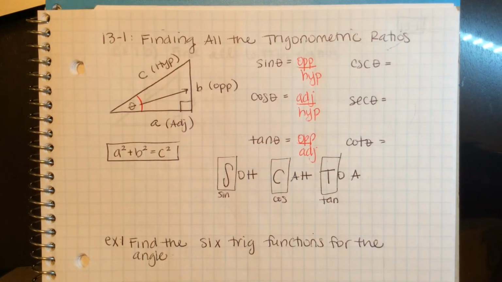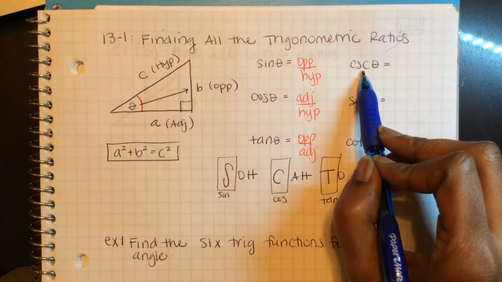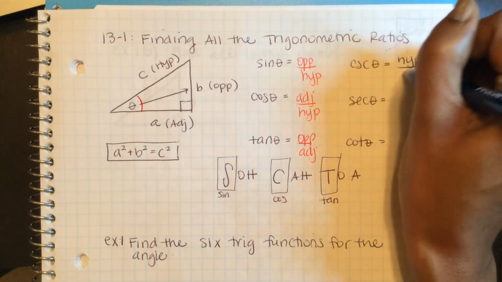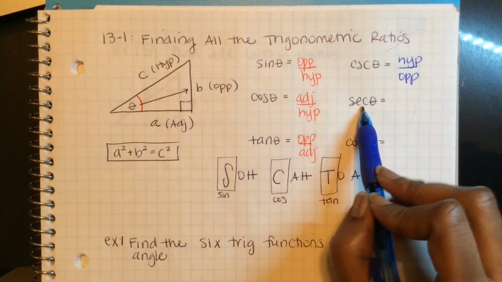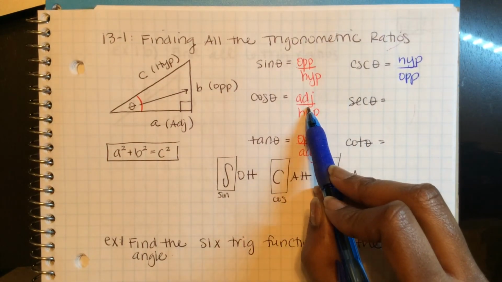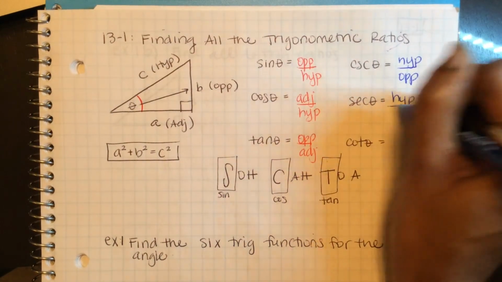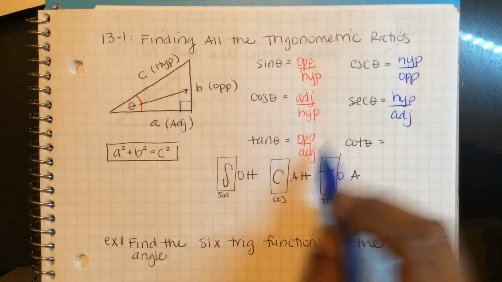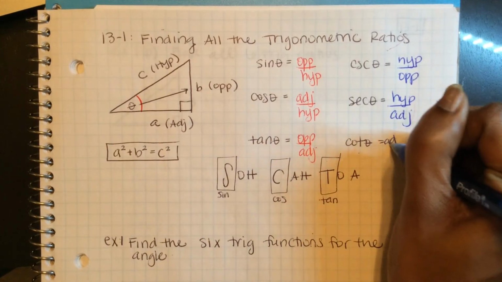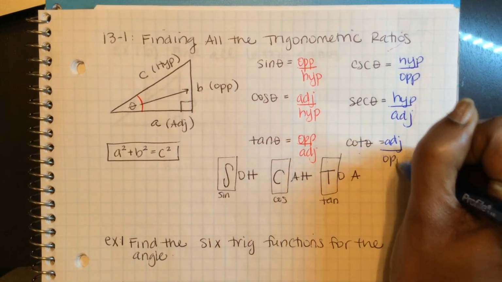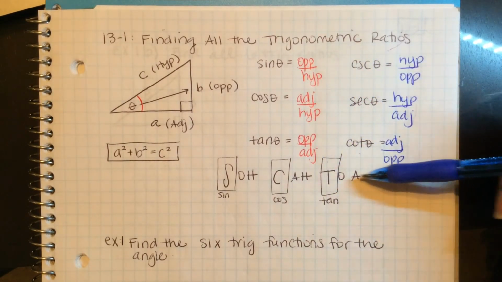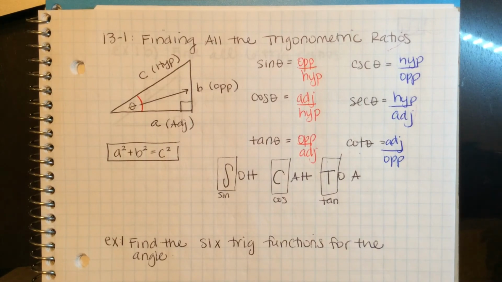We also have reciprocal functions, trig ratios. Cosecant is the reciprocal of sine. It's our hypotenuse over my opposite. Secant is the reciprocal of cosine, hypotenuse over adjacent. And cotangent is the reciprocal of tangent, adjacent over opposite. So we will be looking for these 6 trig ratios today in our examples.